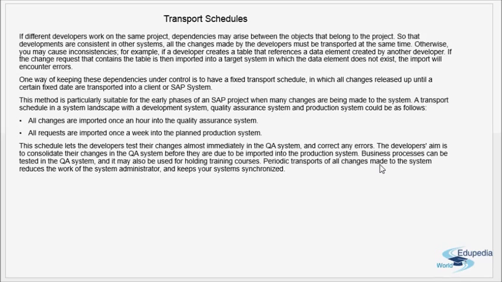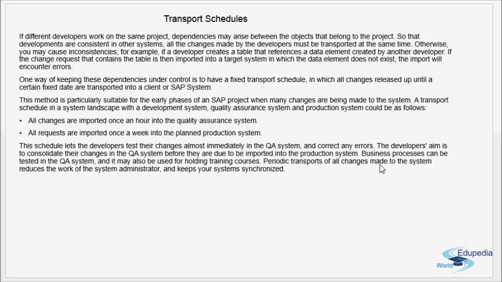Okay, so all the changes are imported into the QA more frequently, like maybe once an hour, or every 2 hours, so that in QA regression testing is done, and then only they are all collected in the QA box, they are kept for a week, and then only they are imported into the production system. Okay, so this reduces the work of the system administrator and it keeps your systems synchronized.